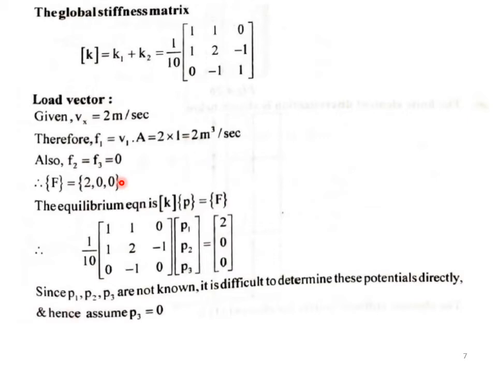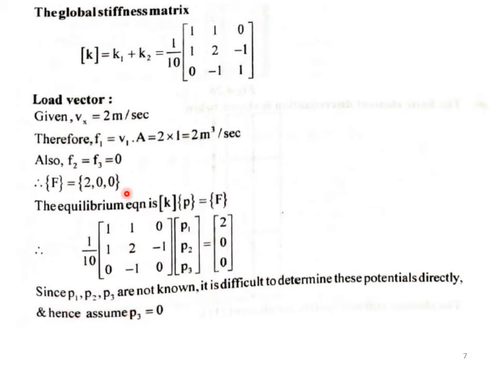Next, the equilibrium equation, K into P is equal to F. The K matrix, the P matrix P1, P2, P3, and the force vector F, which is 2, 0, 0. Here, P1, P2 and P3 are all not given, so it is difficult to determine. So what we do is we assume any one of the values as 0. So we assume P3 is equal to 0.